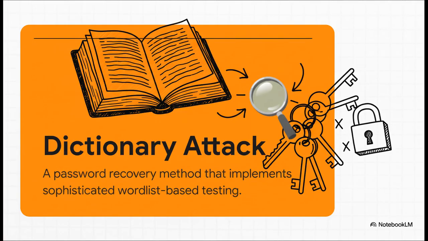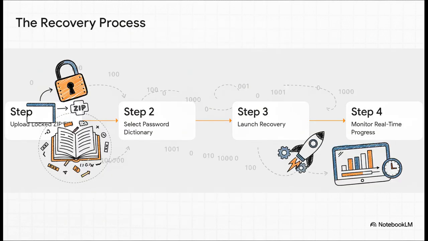The main method here is something called a dictionary attack. And the idea is actually deceptively simple. Instead of just guessing randomly, the program uses a massive list of words, literally a dictionary, and it tries every single one systematically until it hits a match. It's kind of like having a giant keyring with millions of keys and just trying every single one on the lock. And for you, the user, the whole process is surprisingly simple. You just upload your locked zip file, you pick a password list or dictionary to use, you hit launch, and then you can actually sit back and watch the progress in real time as the tool just gets to work.